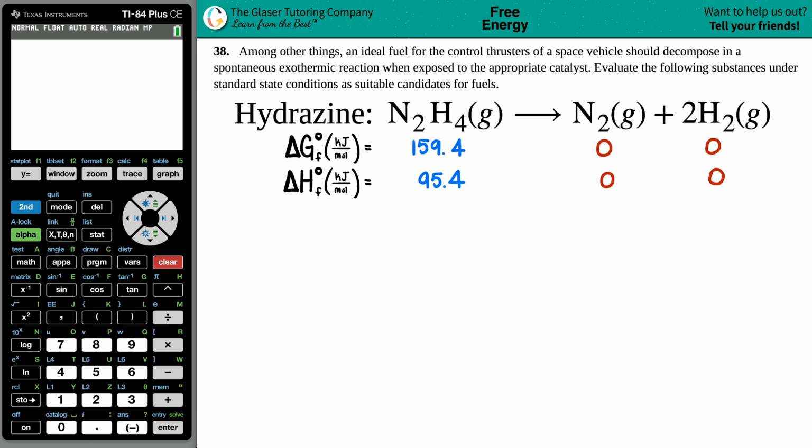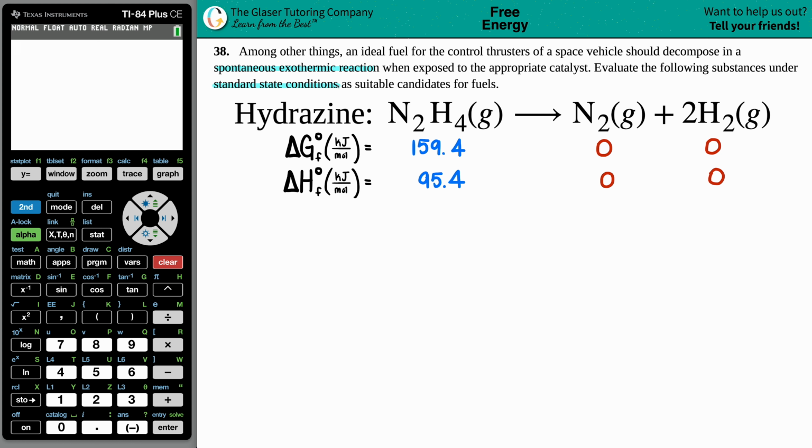38. Among other things, an ideal fuel for the control thrusters of a space vehicle should decompose in a spontaneous exothermic reaction when exposed to the appropriate catalyst. Evaluate the following substances under standard state conditions as suitable candidates for fuels.